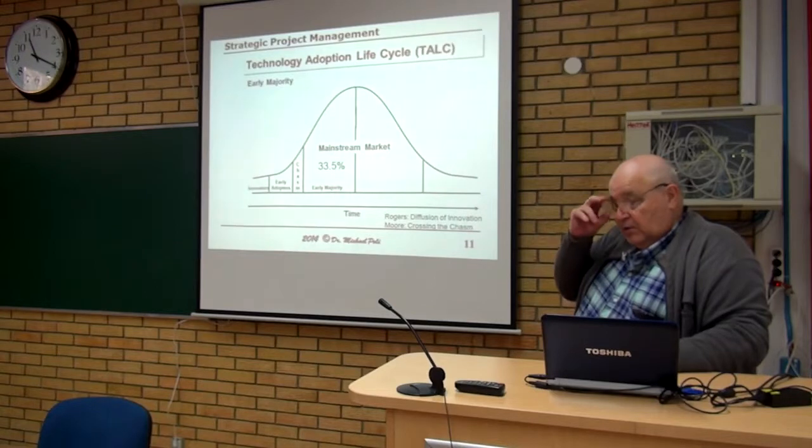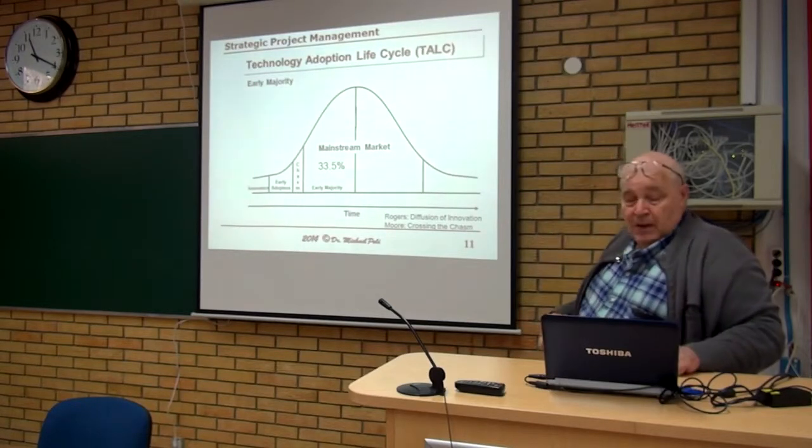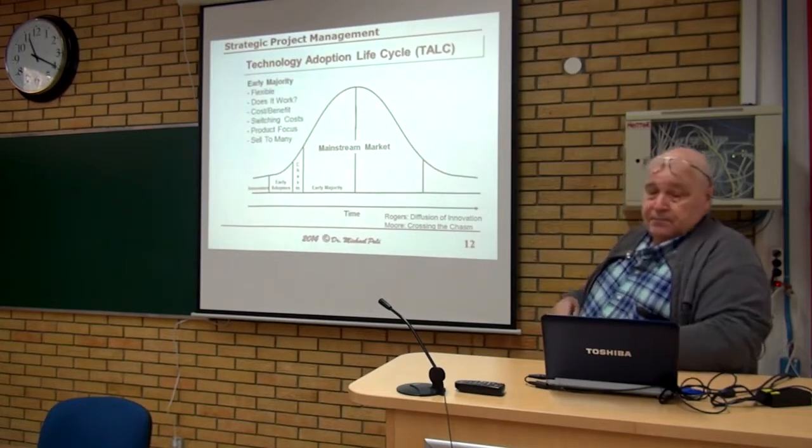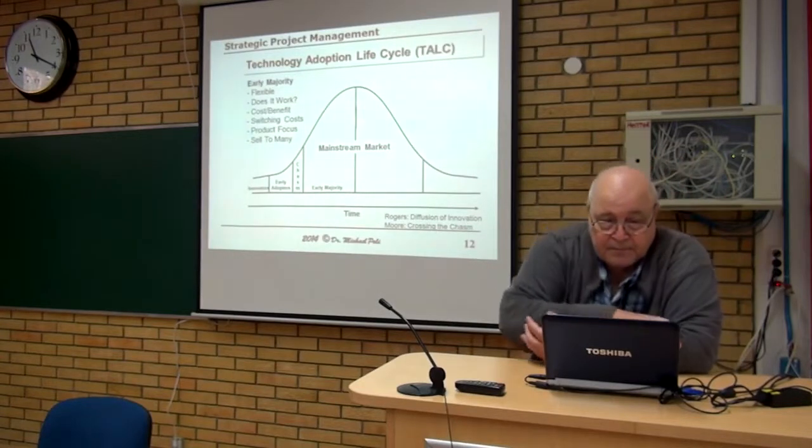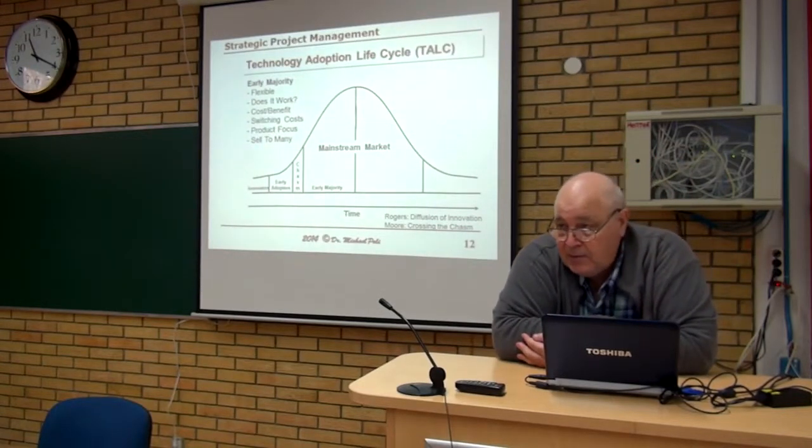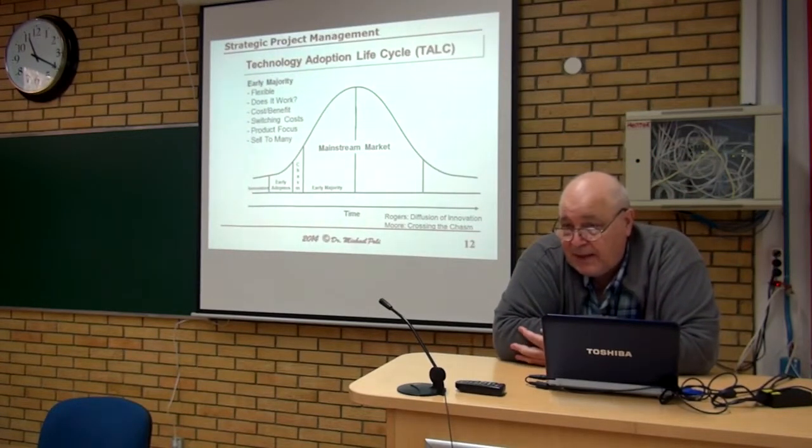And this group is called the early majority. And the early majority, they're flexible. Most of the bugs have been taken out of the product. They want to know if it's going to work. They want to know what's the cost benefit of using this. Hey, I have an old product and you want me to take and throw it away. I have a Yugo, I want to throw it away. It's useful, I can use it now.